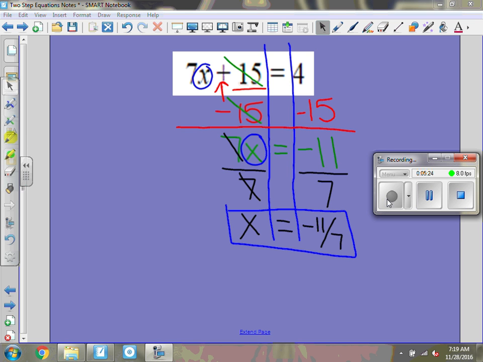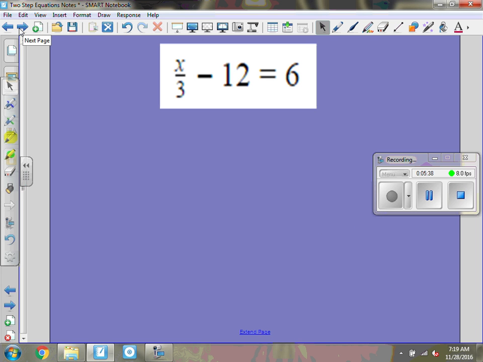And I could go back and check that by putting negative 11 sevenths into my equation where x was, and then solving it out, and I would still get 4 on both sides. I'll show you that in the next example. Alright, let's take a look at this one.